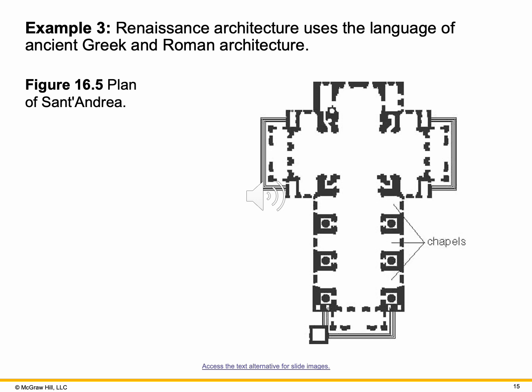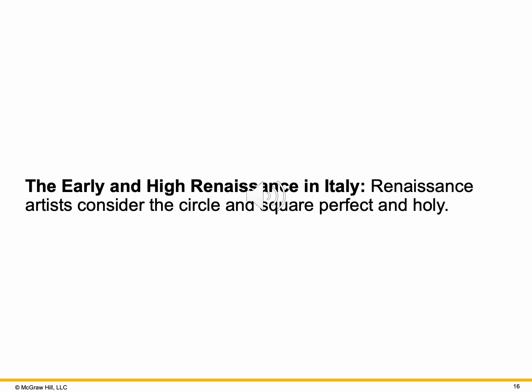Renaissance humanists believed that the circle and the square were perfect shapes that reflected God's singular perfection. This belief was shared by Leonardo da Vinci, who tried to make his perfectly proportioned man fit within both the square and the circle. The early and high Renaissance in Italy. Renaissance artists consider the circle and the square perfect and holy.